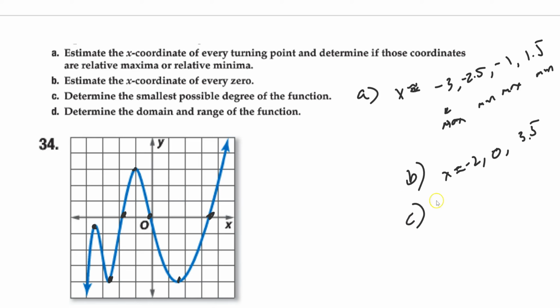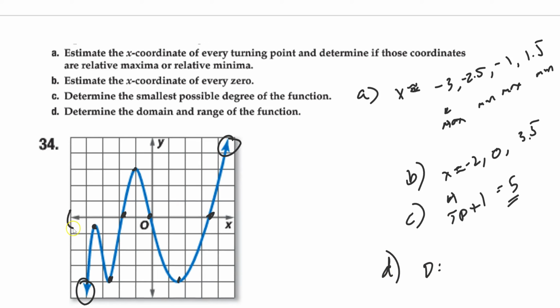C, the smallest possible degree, remember, that's just turning points plus 1. I have 1, 2, 3, 4 turning points. So 4 plus 1 is 5. Smallest possible degree is 5. Again, it makes sense. It should look like an odd function. And it does.